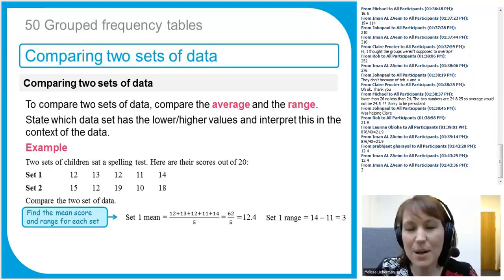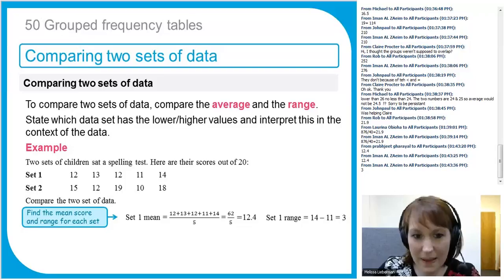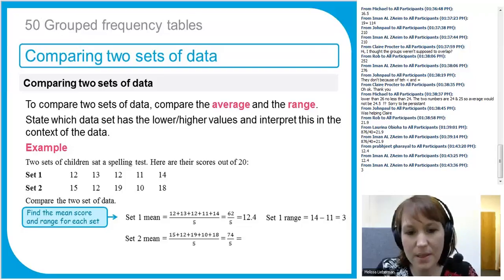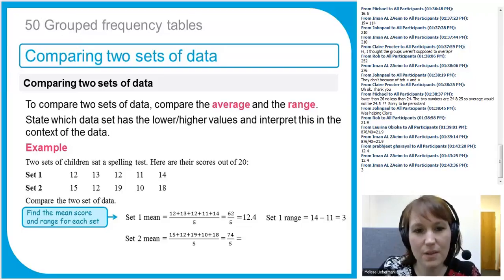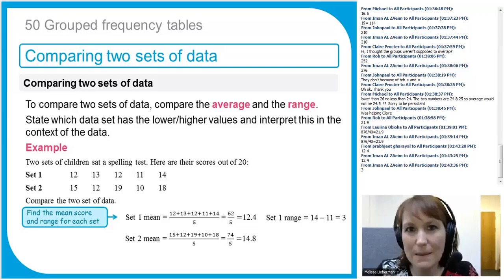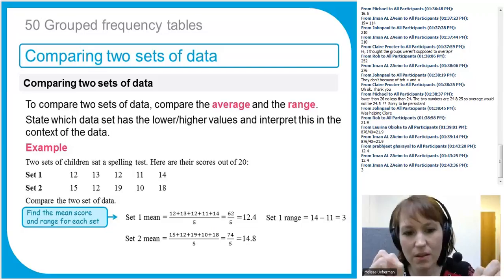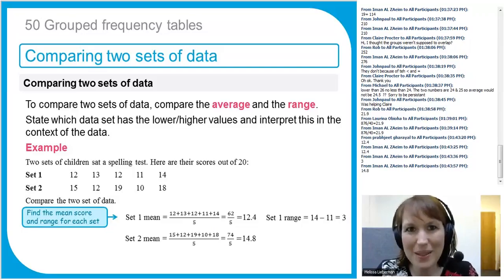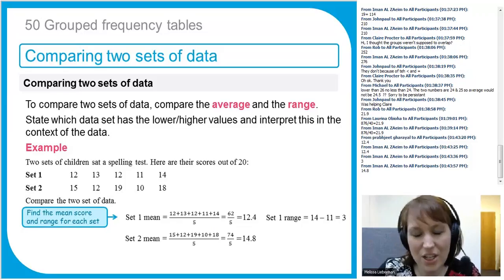How about set 2? So again, we're going to find the mean for set 2. Add all of the numbers up, divide by 5, 74 divided by 5, 14.8. So we can say something now. We can say that on average, set 2 has higher scores than set 1. What does the range tell us? Well, let's work out the range.